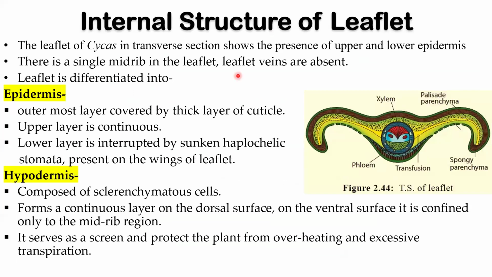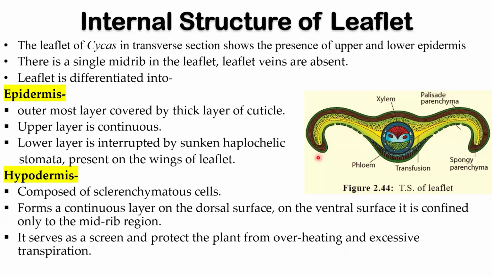Internal structure of leaflet, if we talk about the transverse section, we can see the upper and lower epidermis, where in the leaflet there is only a single midrib present and there are no leaflet veins. So here this is the region where the midrib is present and the lateral region is called the wings of the leaflet. The epidermis is the outermost layer. The upper epidermis is continuous, whereas the lower epidermis is interrupted by stomata, which are present on the wings of the leaflet. We can see here the interruption and there are the stomata.